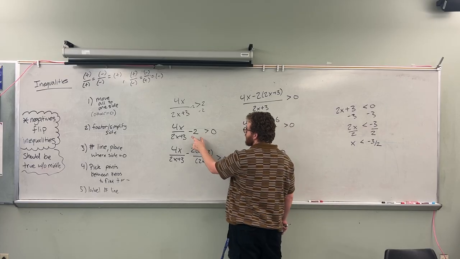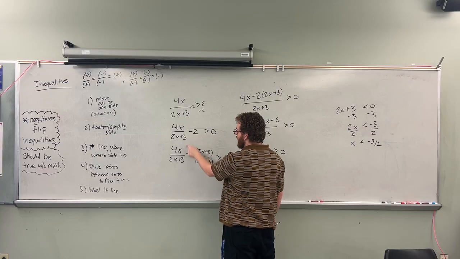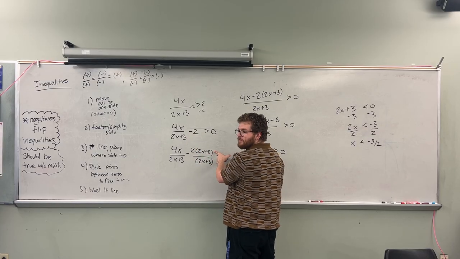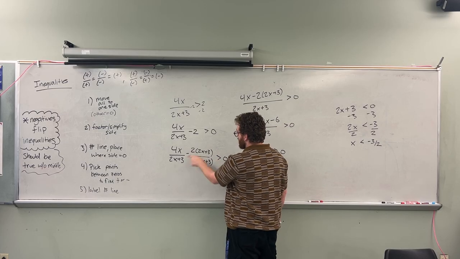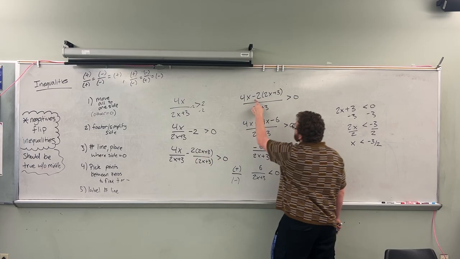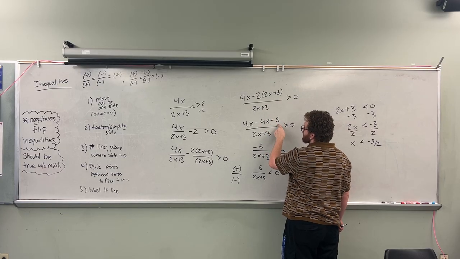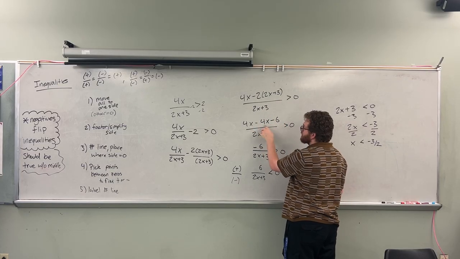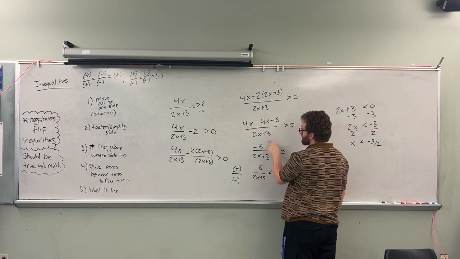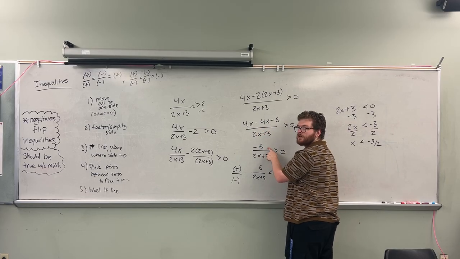I am subtracting this, but again, it had to be over the same denominator. So I multiply it by denominator over denominator to get them over the same denominator, and then I distribute this, and then I subtract. I subtracted here, I got those cancel out, and negative 6. So that's where the subtraction happens.